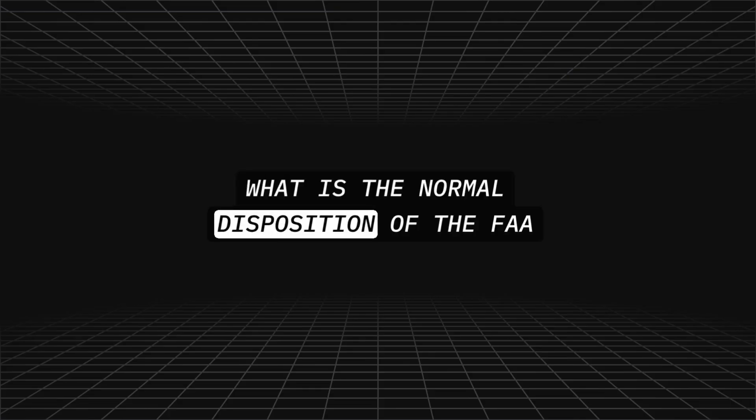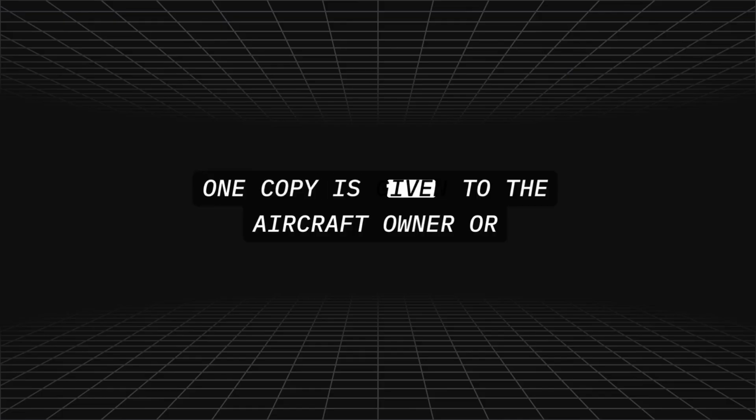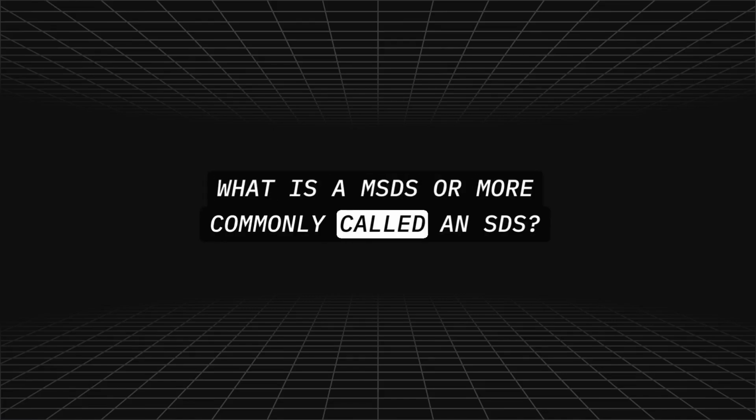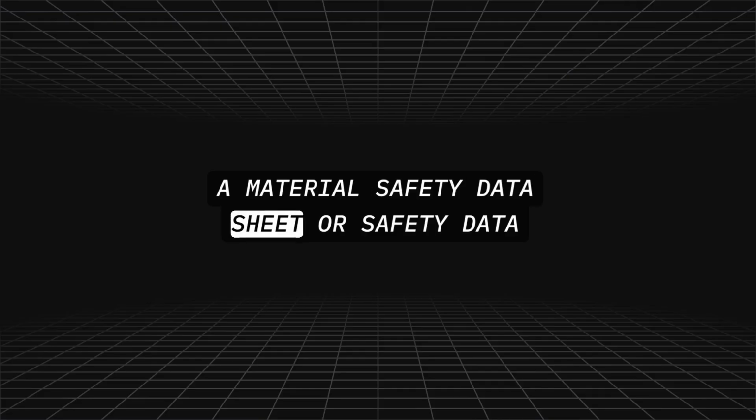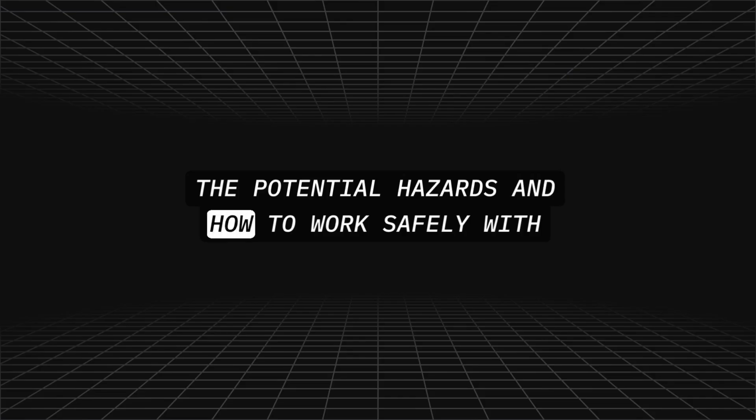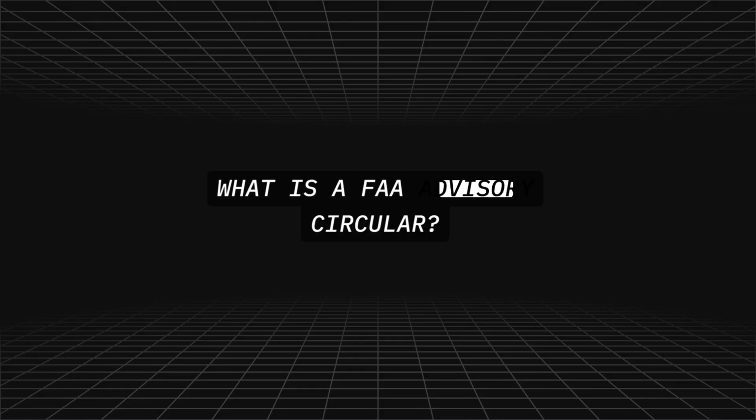What is the normal disposition of the FAA Form 337 when there are no extended range fuel tanks? One copy is given to the aircraft owner or operator, and the other copy is sent to the FAA. What is a MSDS, or more commonly called an SDS? A material safety data sheet, or safety data sheet, is a document that contains information on the potential hazards and how to work safely with the chemical product. What is a FAA advisory circular?